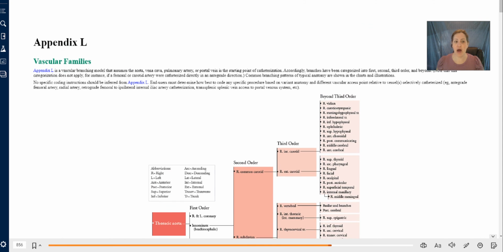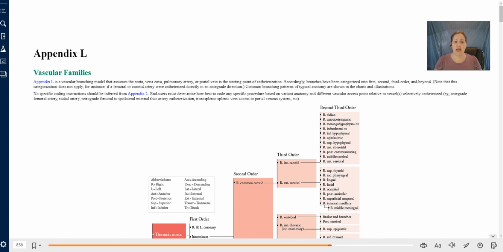Okay, so I have up Appendix L, and Appendix L is talking about the vascular families. Well, vascular is referring to your blood flow. I'm going to read it and then I'm going to explain it. Appendix L is a vascular branching model that assumes that the aorta, vena cava, pulmonary artery, or the portal vein is the starting point of doing a heart catheterization. And then the branches have been categorized into first, second, third, and beyond.